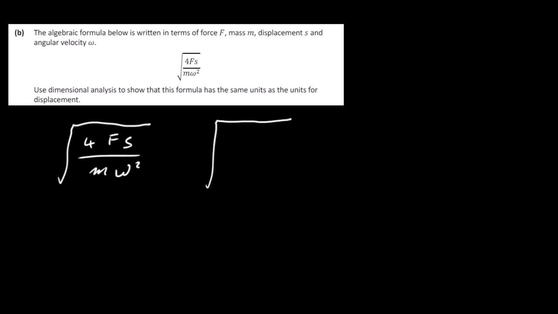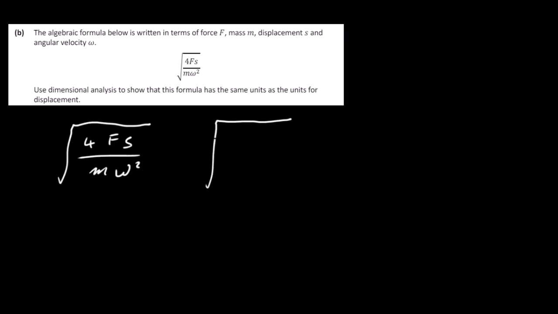Okay, so in part B we have the algebraic formula below, written in terms of force, mass, displacement and angular velocity omega. So square root of 4fs over m omega squared. Use dimensional analysis to show that this formula has the same units as the units for displacement. So if we start with what we're given, we've got 4fs over m omega squared. So let's stick in the units then. We've got square root of 4, we can ignore because it's a constant.